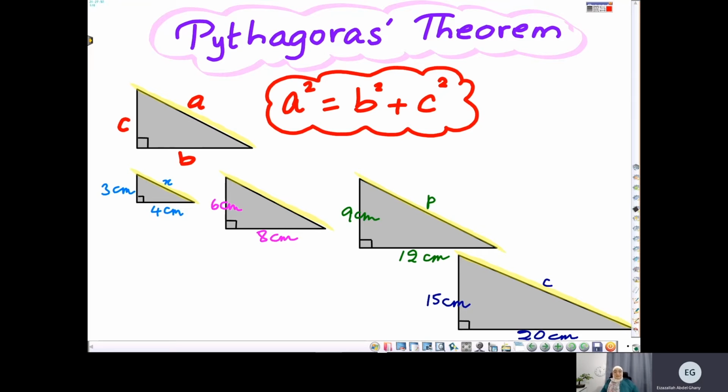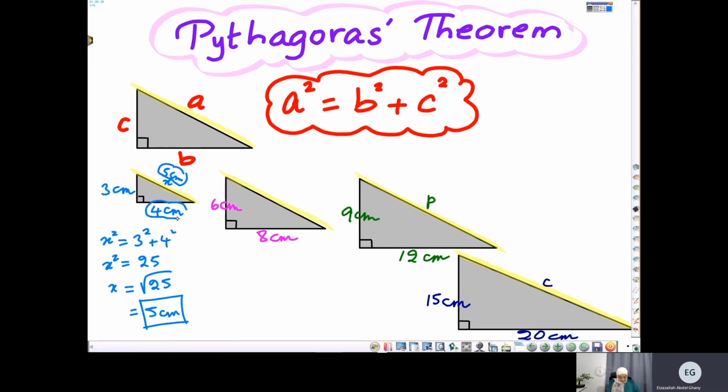Here we have some triangles, and let's start to calculate the hypotenuse for each of them. The smallest one: x squared is equal to the shorter sides, 3 squared plus 4 squared. Without a calculator, 3 squared is 9, 4 squared is 16, and 9 plus 16 is 25. This is x squared. To remove the squaring, you find the square root of 25, and the answer will be 5 centimeters. So this x is 5 centimeters.